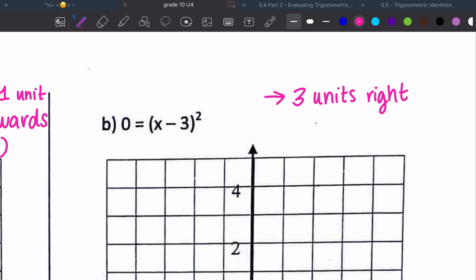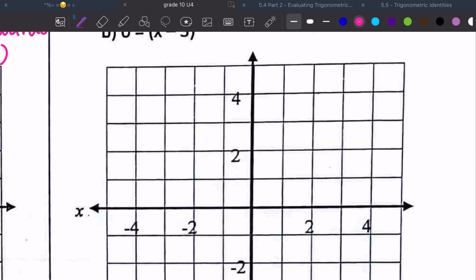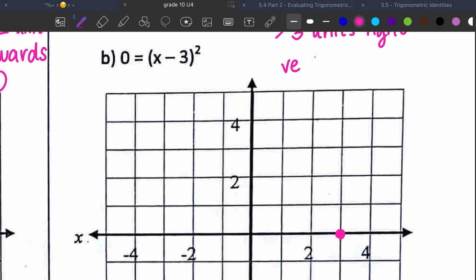Did I go up or down? How do I know? Do I have a K value? No. So with the A value I would be opening upward, but I didn't shift up or down because I have no plus or minus on the outside. I have just shifted 3 to the right. So I know my vertex is going to be at 3, 0.